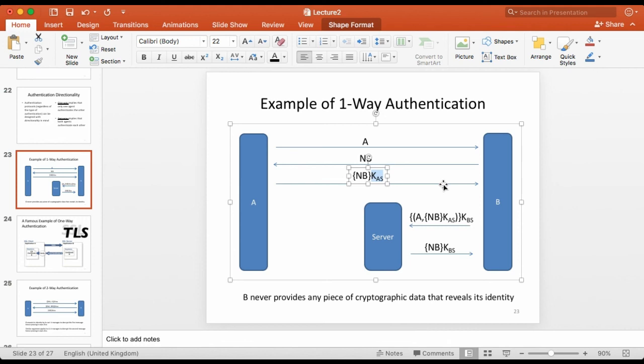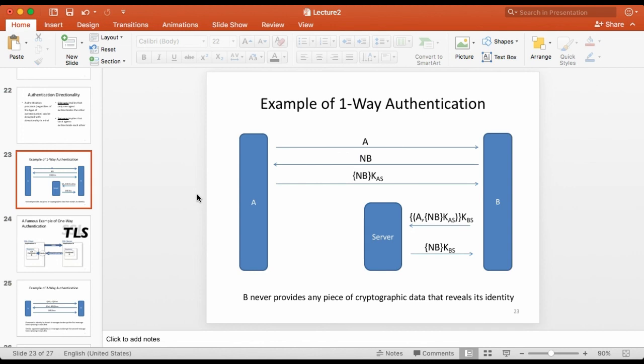B knows that it's talking to A, but A has no idea what the identity of B is, other than that there is someone here that it's talking with, and that someone has forwarded to her a nonce, and that's the only conclusion that A can achieve.